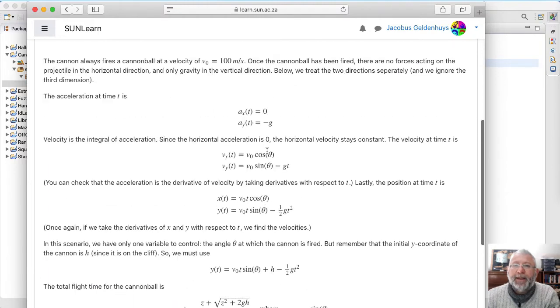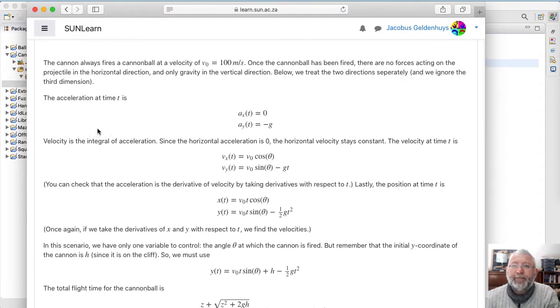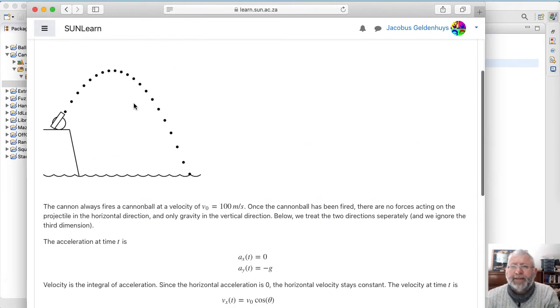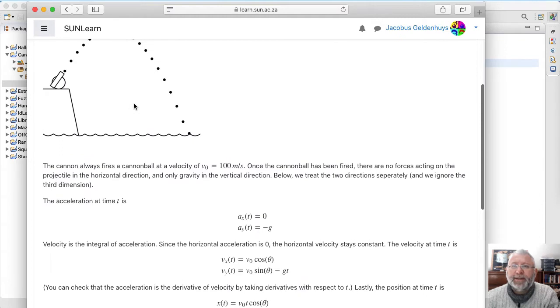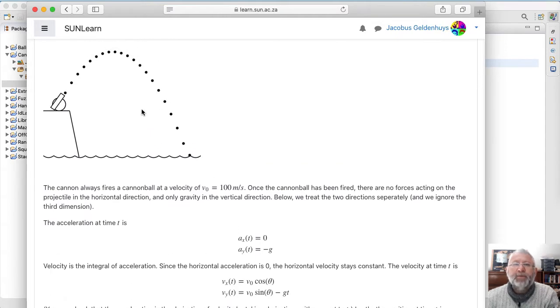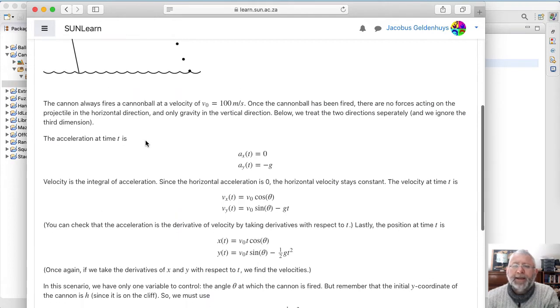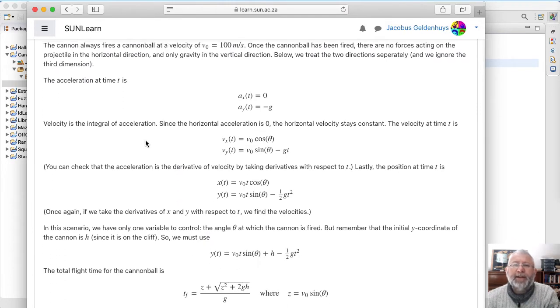Good. Then it says, the acceleration at time t. So this is all about physics, and this is a common approach to these kinds of problems. X and y can be treated separately. And then there are three things to deal with: acceleration, the change in speed, velocity, the speed, and position. And we're given all these things.